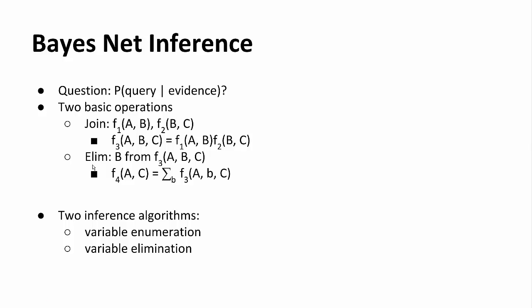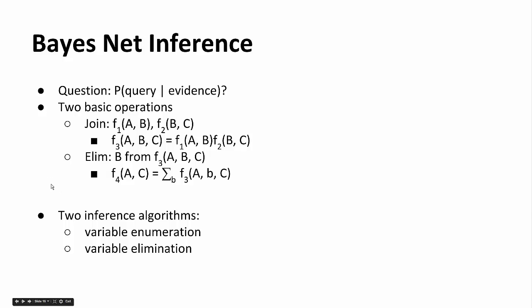The second operation is eliminate, where you start with some factor and you eliminate a variable from that factor. Starting with the F3 that we found above, if we wanted to eliminate the variable B from that factor, we would end up with a new factor that no longer depends on B. The way we eliminate it is we sum out over all instantiations of B. Say we had an entry for plus B and an entry for minus B, we would sum those up, and then we would have something that depends on A and C. These are the two basic operations we're going to be working with.